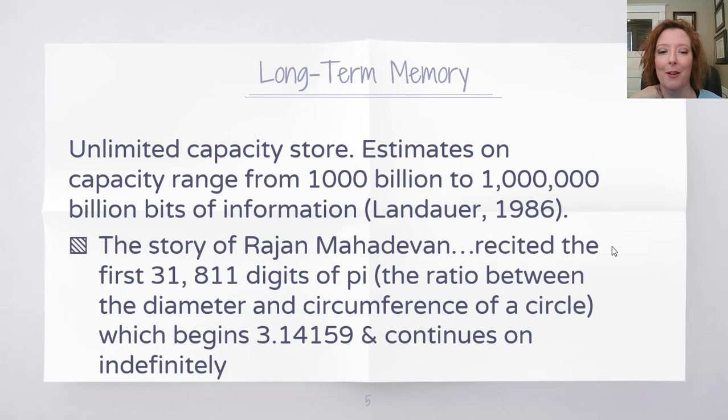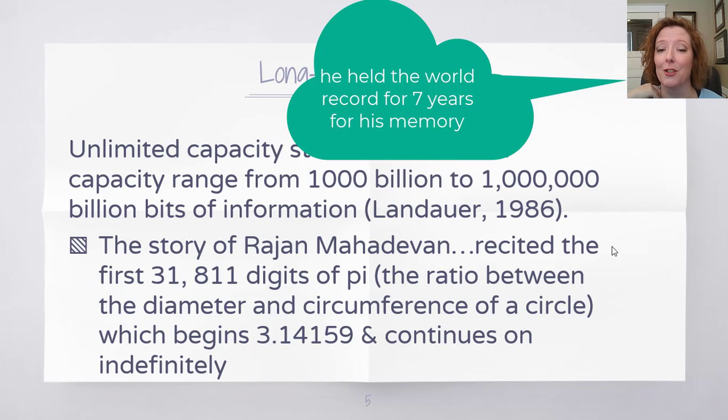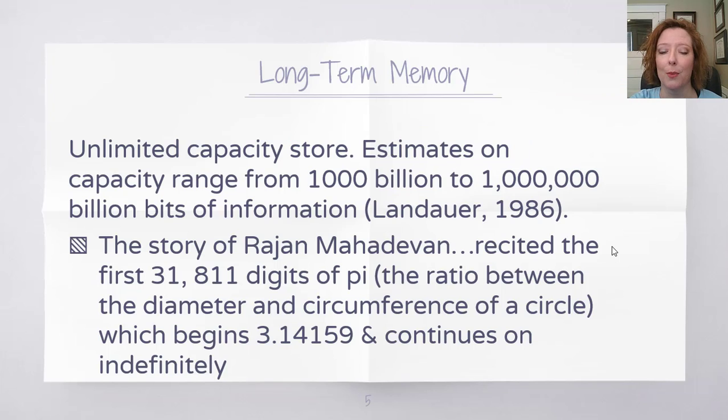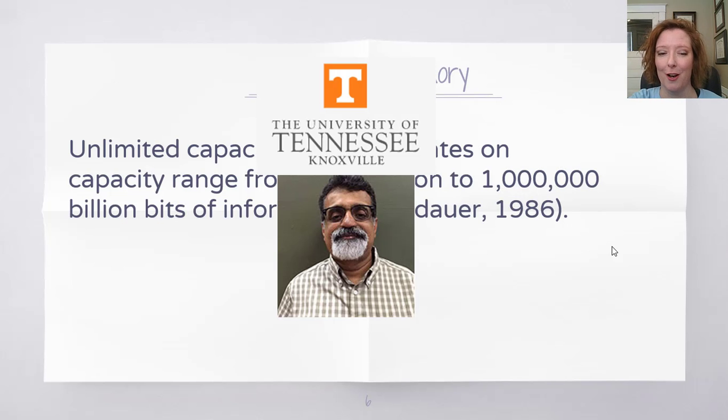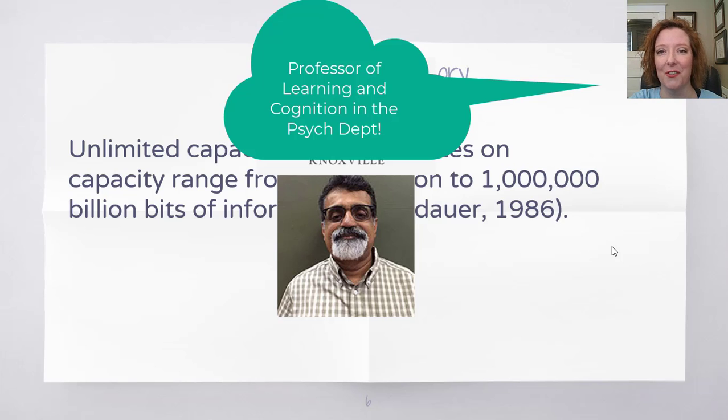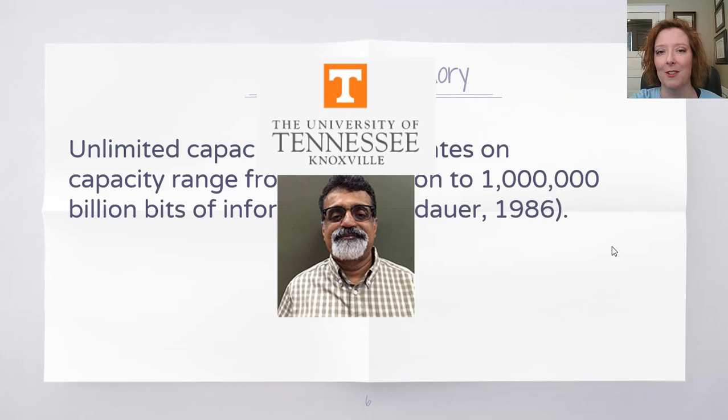So I want to tell you about a young man named Rajan Mahadevan. He was able to recite the first 31,811 digits of pi. This is the ratio between the diameter and circumference of a circle. It's unlimited, and it begins at 3.14, which is usually what we stop at if you're me, and it continues on indefinitely. He had an amazing ability to remember things. Here is a picture of him today, which I think is really interesting. He is a professor at UT Knoxville, somewhat just down the road from us.